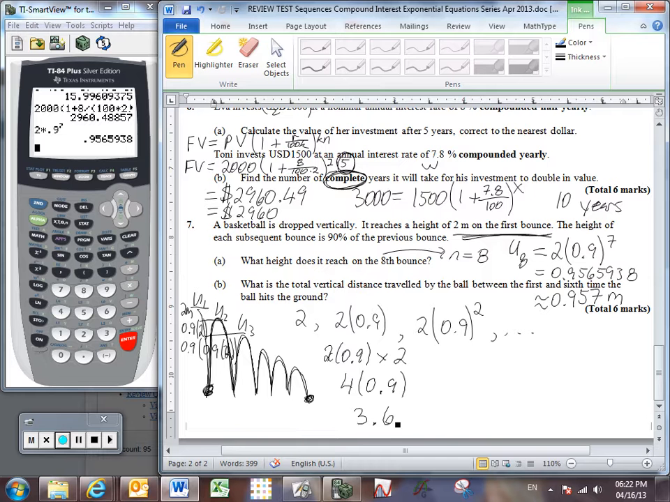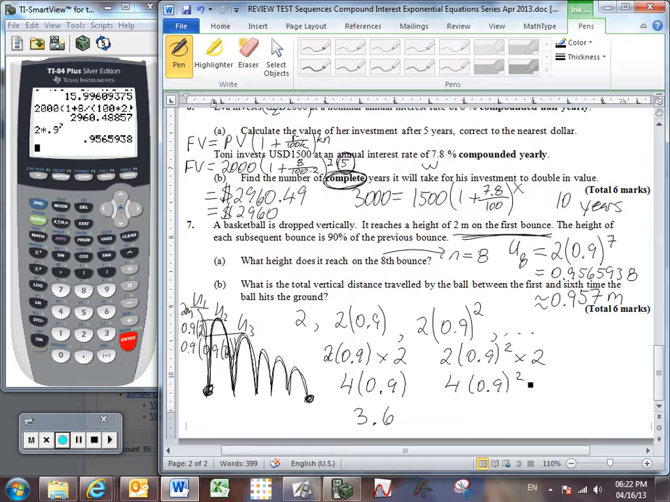Now let's look at the second bounce. It's now gone 2 times 0.9 squared on the way up to its maximum height, and then it has to go that same height on the way back down to the ground. So that's now 4 times 0.9 squared.